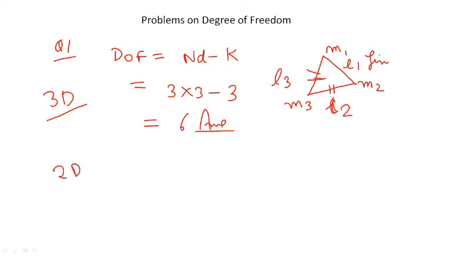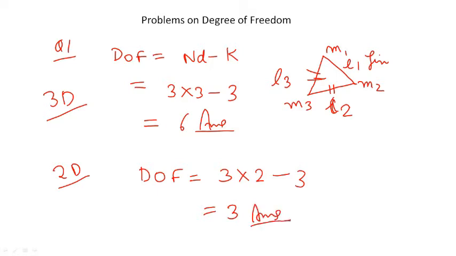If a similar system is moving in two-dimensional space, then the degree of freedom will be: here the number of particles is 3, we are considering a two-dimensional space, the restrictions are 3 again, so here the degree of freedom will be 3.